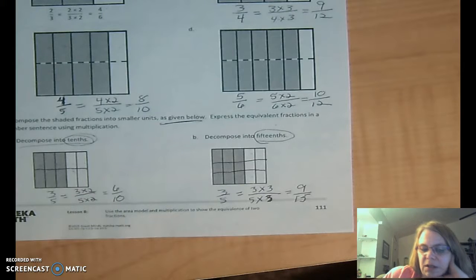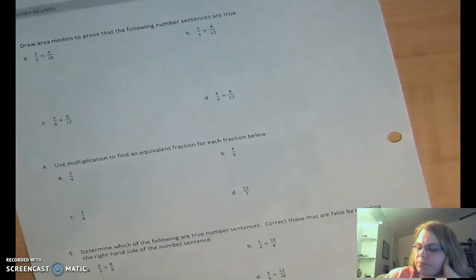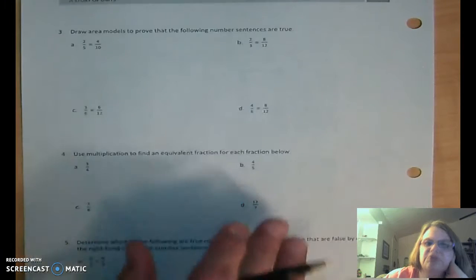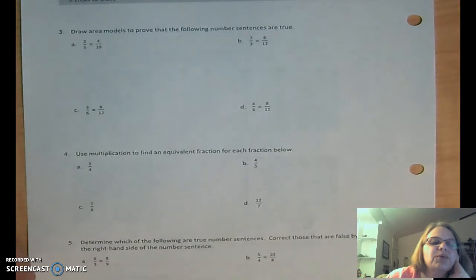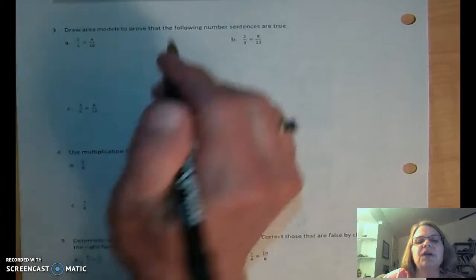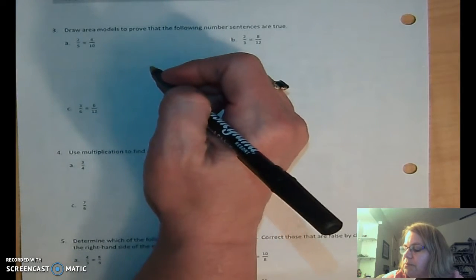Okay, let's go ahead and turn the paper over. I'm going to do a few. I'm going to do one of number 3, one of number 4, and one of number 5, and you're going to do the rest on your own and then come back and check your work. Okay, so draw area models to prove that the following number sentences are true.